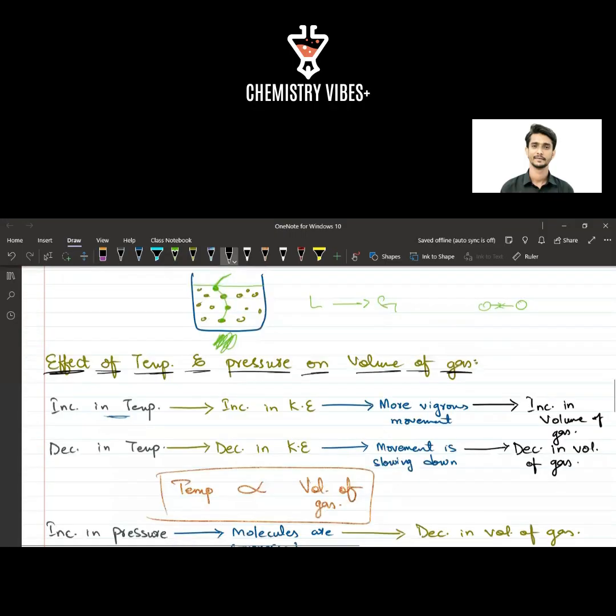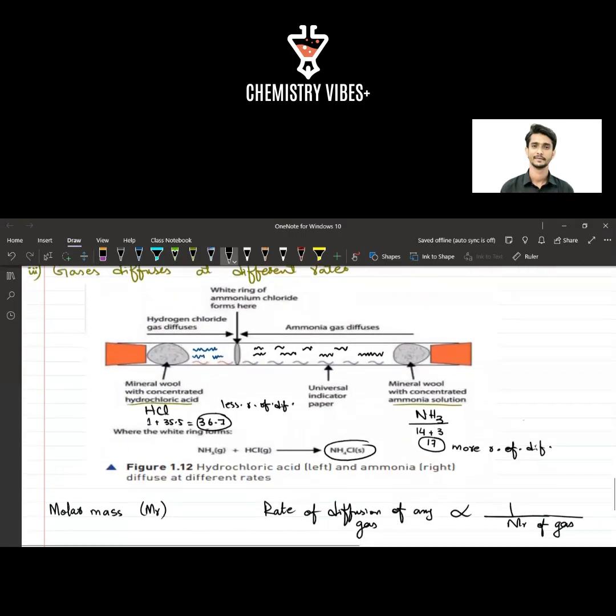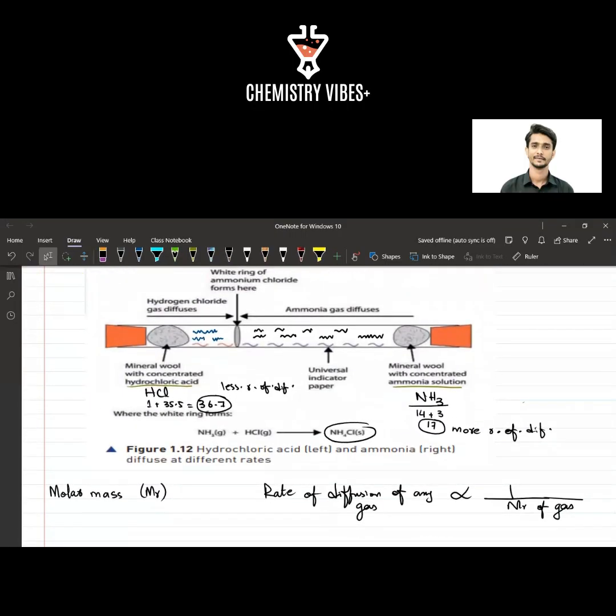That is why we are discussing diffusion in gases, because gases have very large intermolecular distance as well as large speed. They can move very fast in the medium. Is this clear?